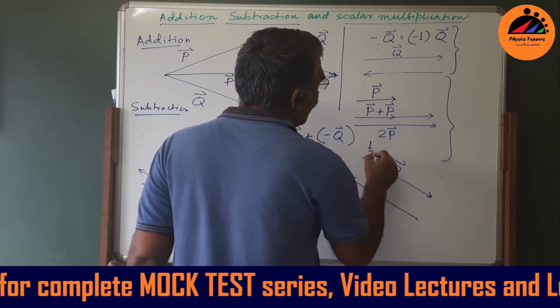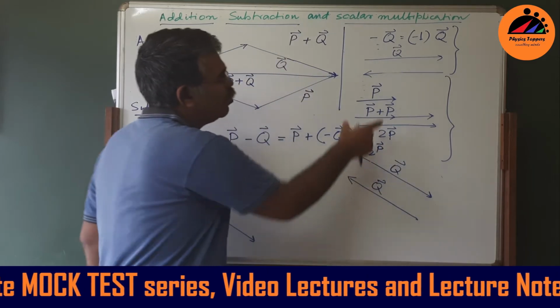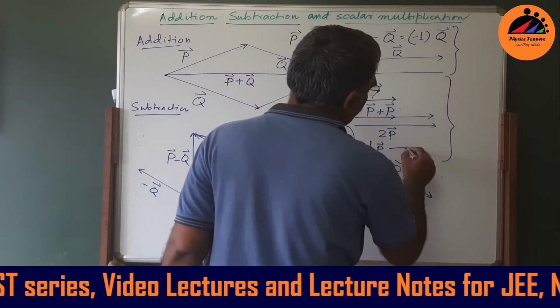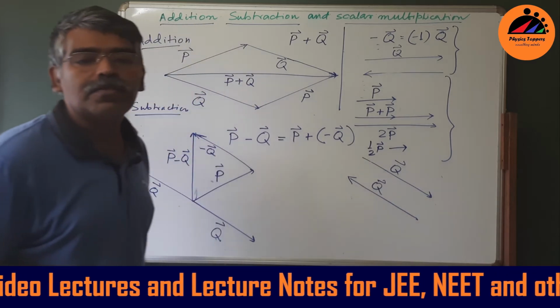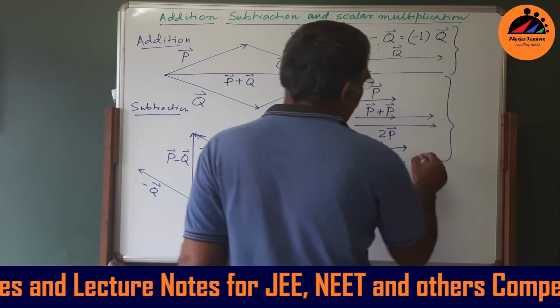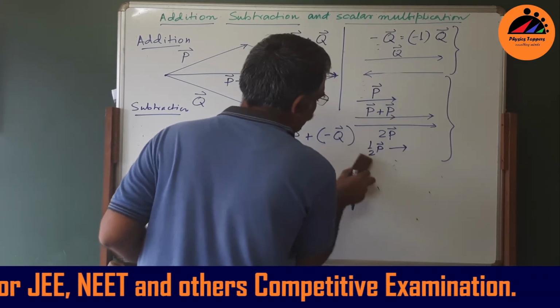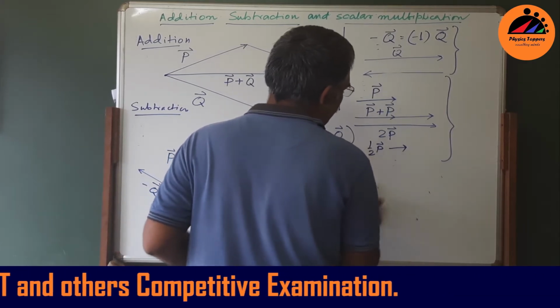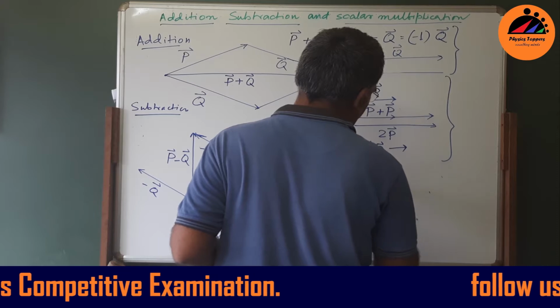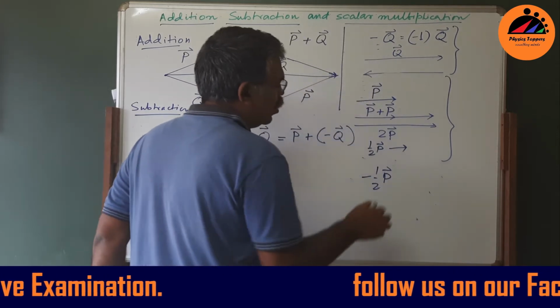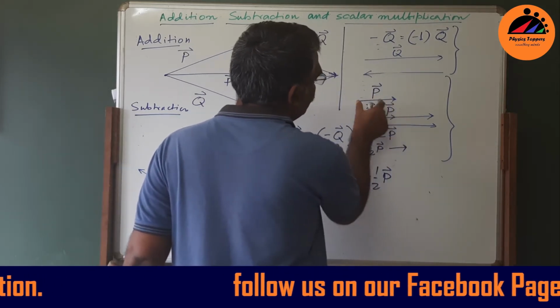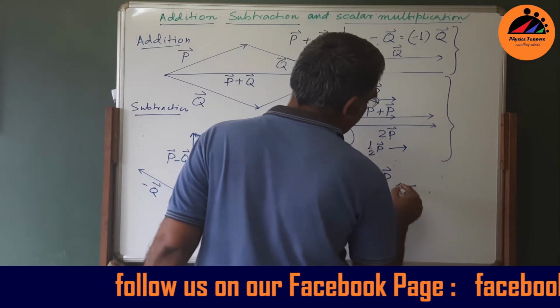Suppose you want half P, what do you get? You already have a P, you get half the length of the arrow. Right, minus half P, what do you get? It's the same arrow, this is the P, take half of it and just flip it.